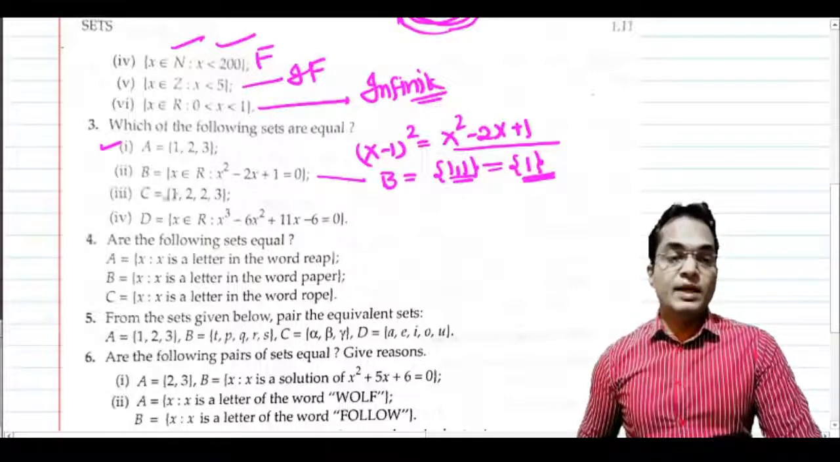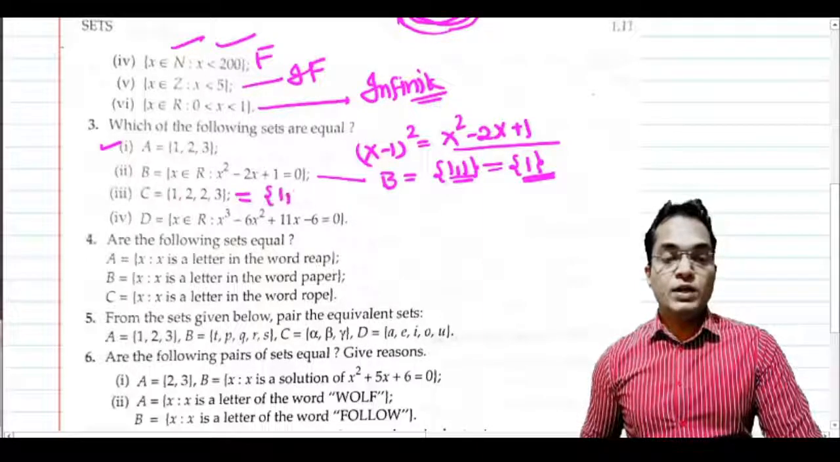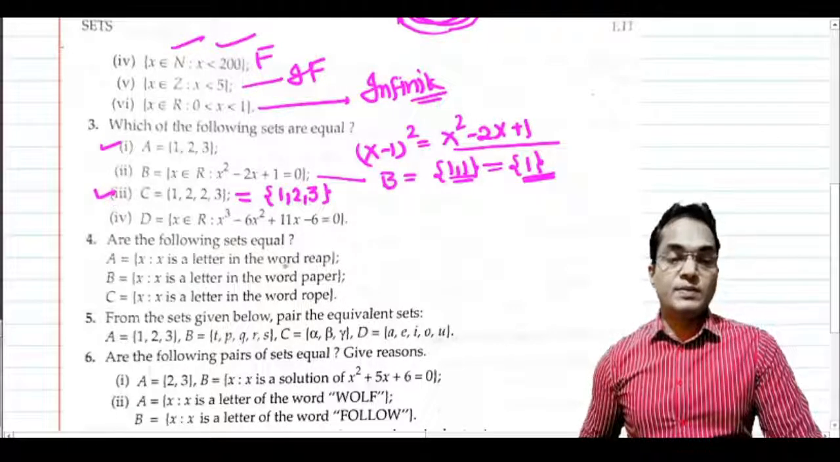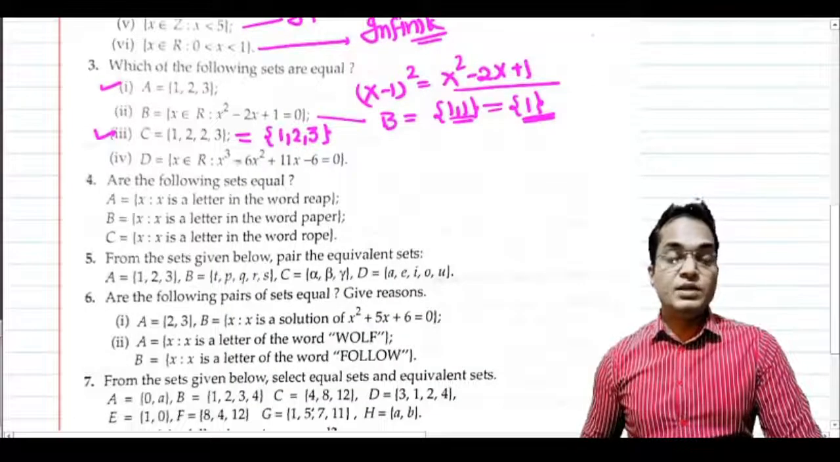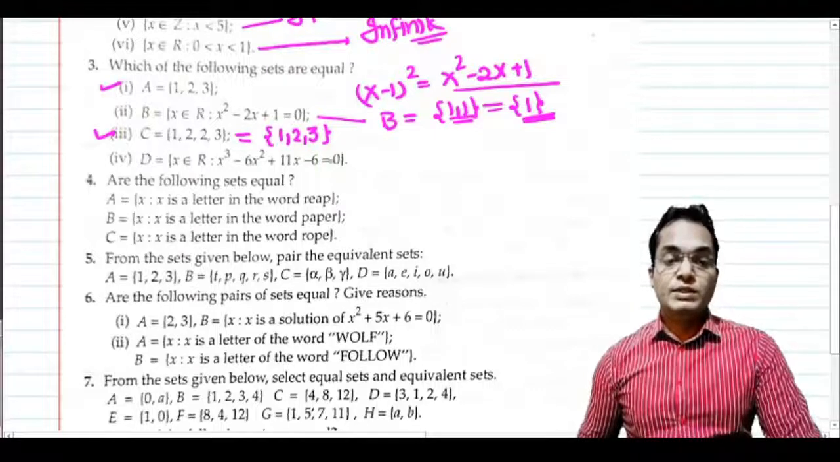Got it? And here {1, 2, 2, 3} is basically equivalent to {1, 2, 3}, because repetition is not allowed, so you can say this is equal to this. Okay, now in this system you have to find the roots, or you can say the solution of this equation. Put x equals 1 as the solution.